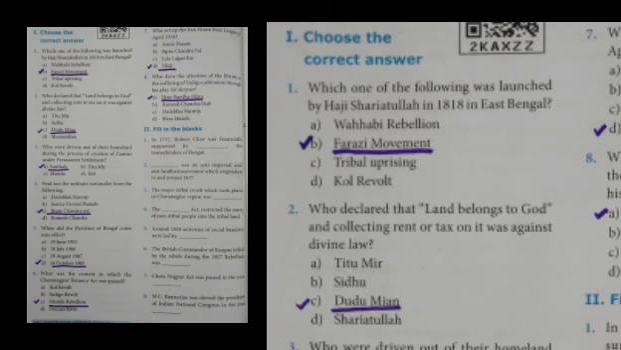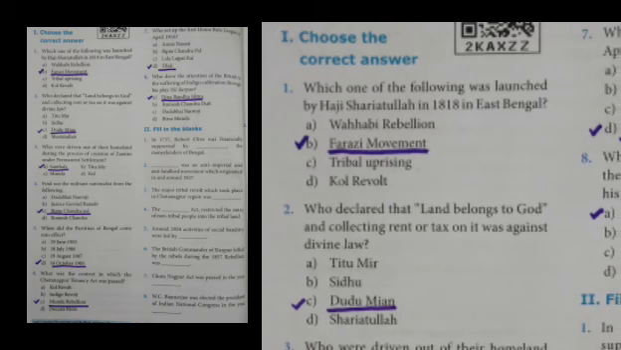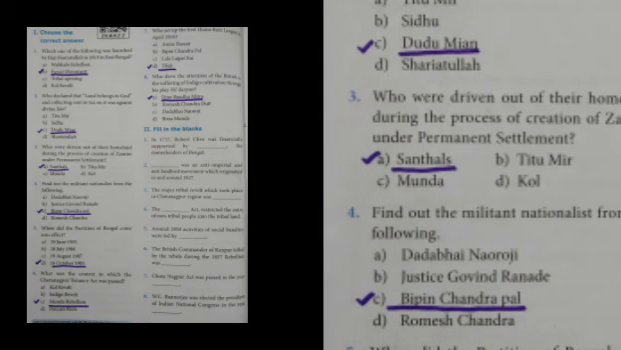Answer B. Farazi Movement. Question number 2. Who declared that land belongs to God? Land belongs to God, and collecting rent tax on it was against divine law. Answer C. Dudu Miyan. Question number 3. Who were driven out of their homeland during the process of creation of zamindaris under permanent settlement? Answer A. Santals.